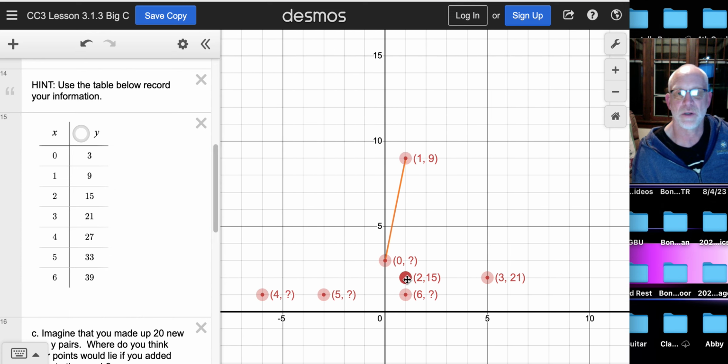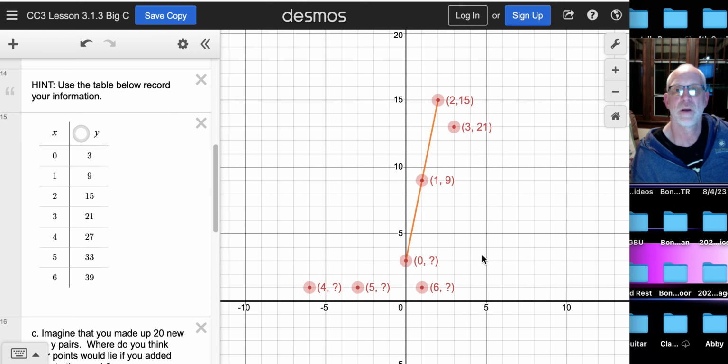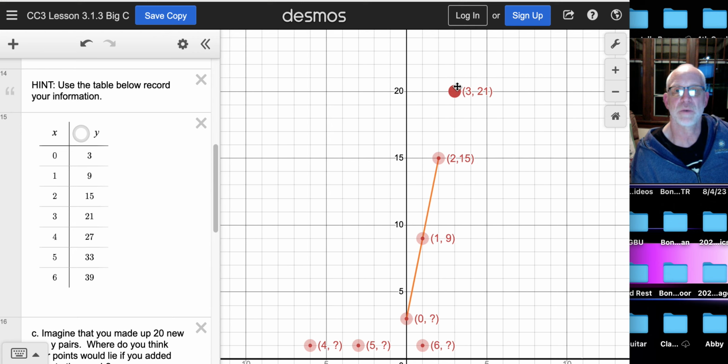Next one, over 2, up 15. 1, 2. And then we go up to 15. And then the next one, we go over 3, and we go up to 21. 1, 2, 3. And then we have to go up to, I'm going to pull that back a little bit, up to 21. There it is. Next one, 4 and 27. 1, 2, 3, 4, up to 27.